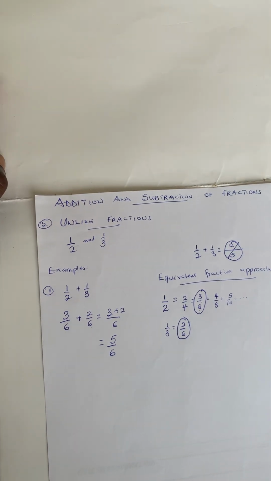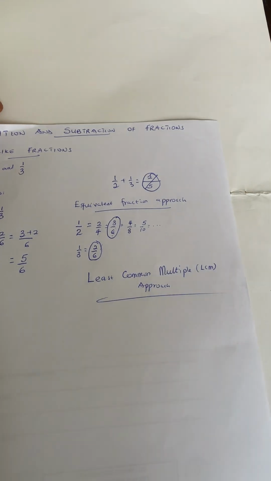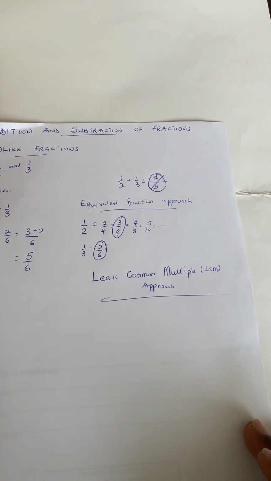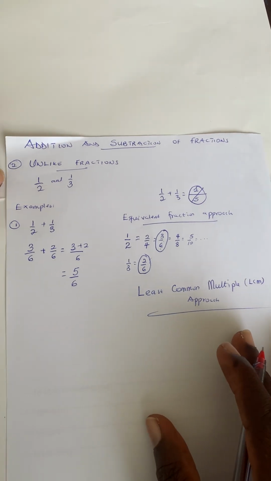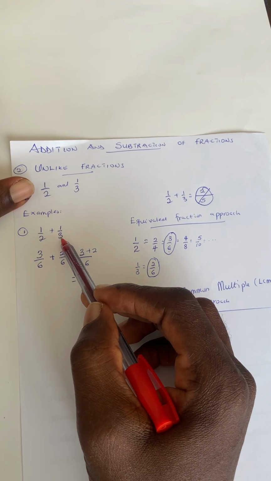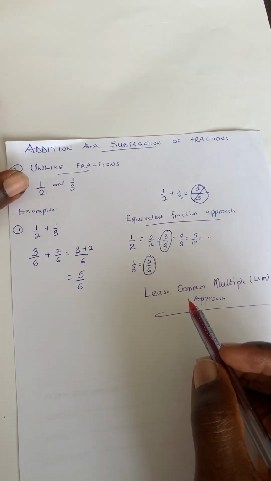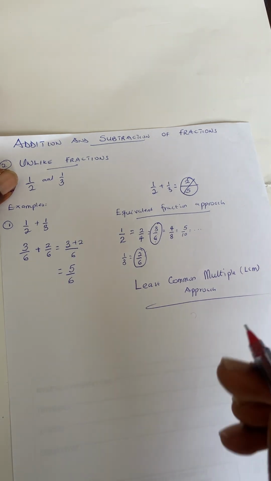Please, I hope you understand what you are doing. All right, let's take the alternative approach of finding the least common multiple. With the LCM approach, we're going to list the multiples of the denominators 2 and 3, so we get the first common multiple of 2 and 3.